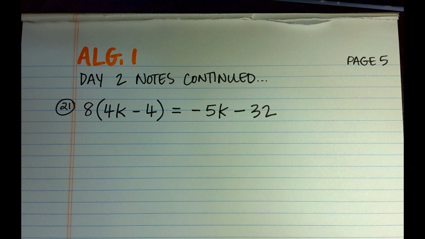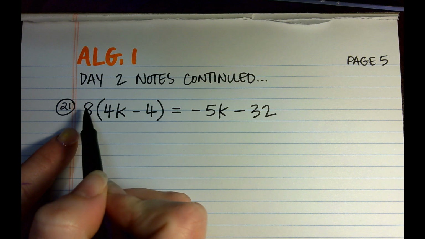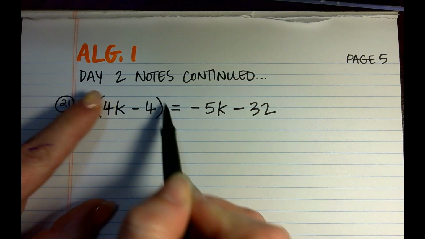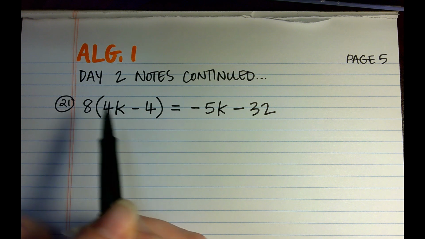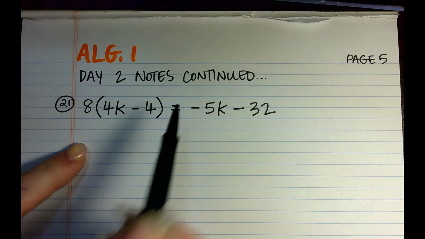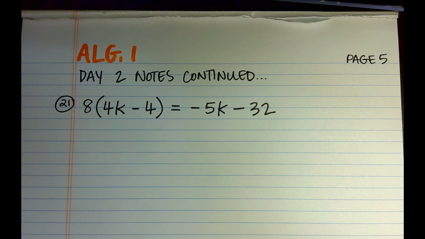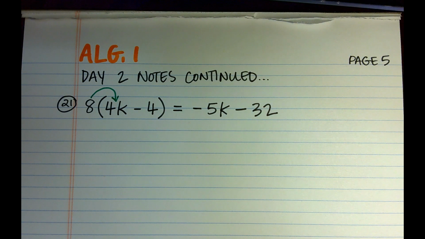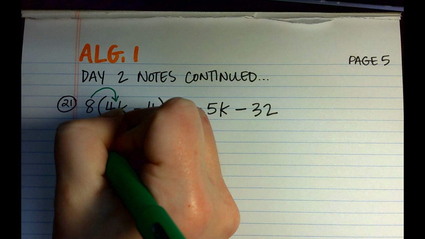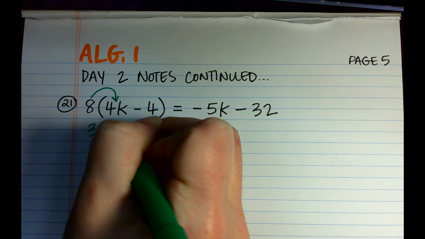So, looking at this problem, what do we immediately know we need to get rid of first? The 8. Gotta distribute. Yes, we need to distribute because by getting rid of this 8, we're getting rid of the parentheses. We can't mess with anything inside the parentheses until we multiply 8 by everything in there. So we are going to start with distribution. What is 8 times 4k? 32k.